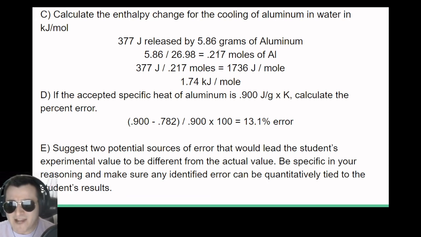So I've got 0.217 moles of aluminum once I convert that, and 377 joules divided by 0.217 is 1,736 joules per mole. But this question did ask for kilojoules, so divide by 1,000, and we get 1.74 kilojoules, give or take. And another reason why I included this question is because of part D. How basic is that? The accepted specific heat of aluminum is 0.900 joules per gram Kelvin. Calculate the percent error. They've implemented real-life scenarios into this free response question on how you could possibly screw up. But also part of your points are just you calculating the screw up, and that's pretty nice.